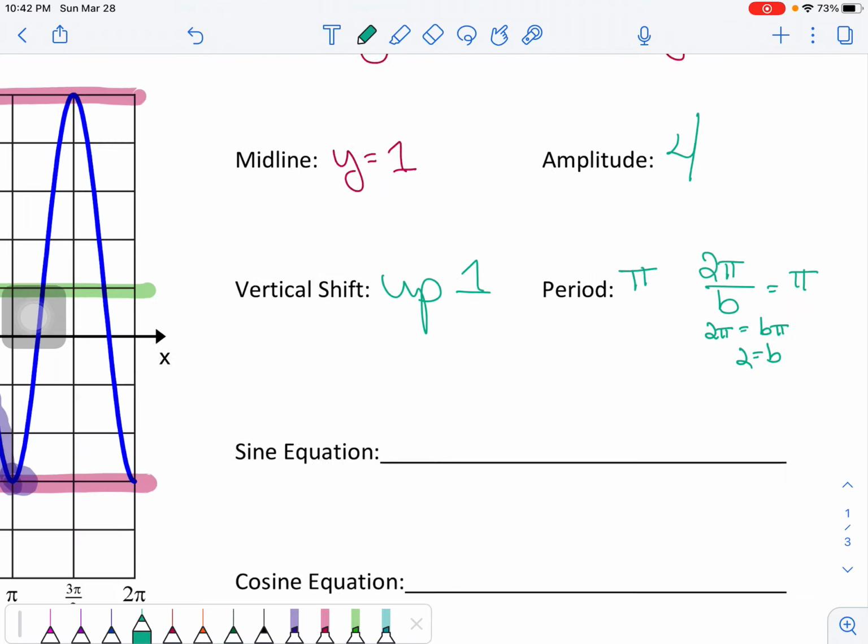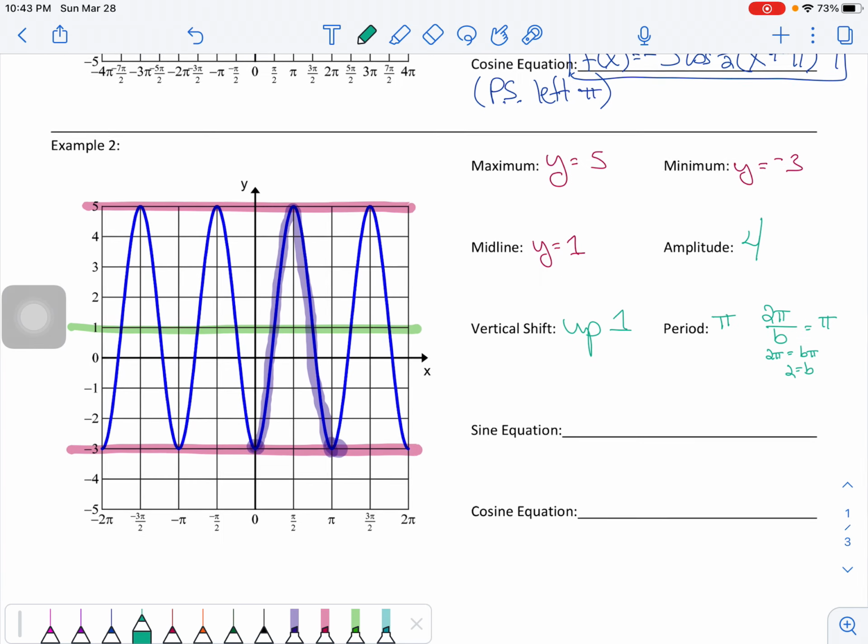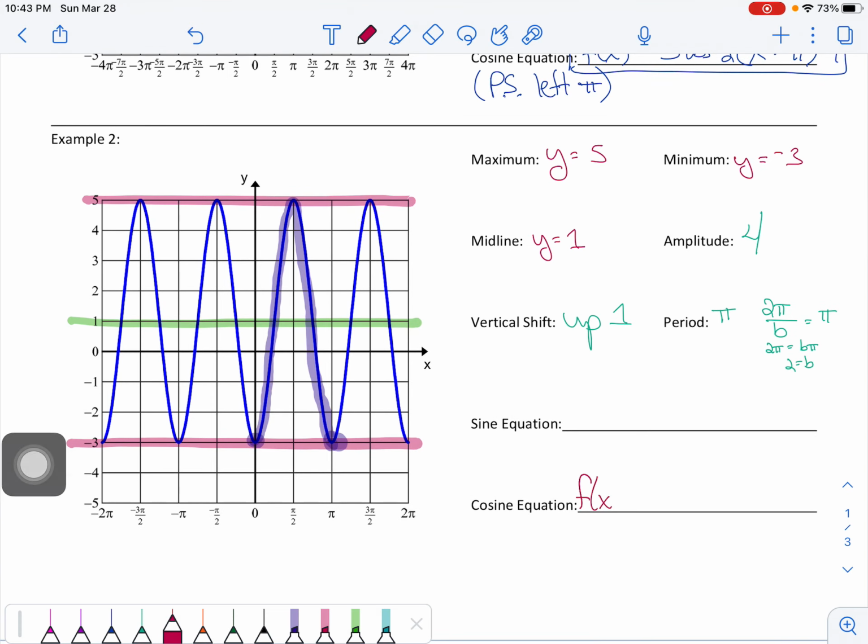So that's going to be the coefficient for my equations, for both sine and cosine. Now, for this particular curve, I've already got one cosine cycle highlighted, so I'm going to use that one. Keep in mind there's no phase shift here, but there is a reflection since we're starting low. So my cosine equation is f of x equals negative, amplitude is 4, cosine of my b value, so 2x, and vertical shift of up 1.